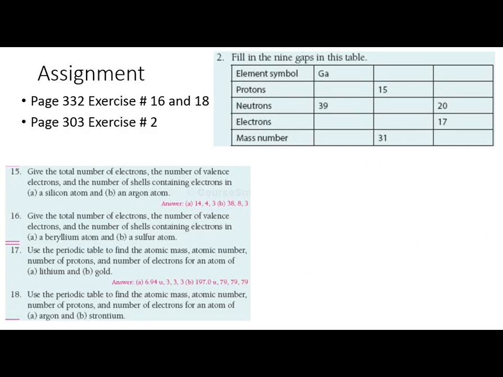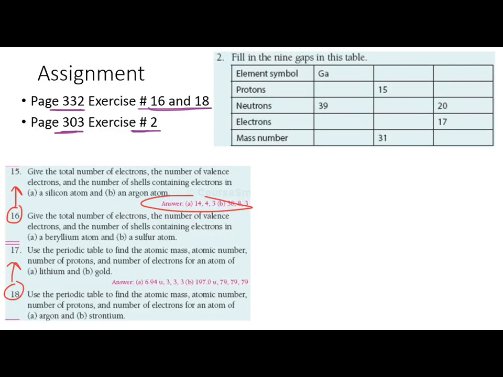We are going back and forth a little bit, this chapter and going back a chapter. So on page 332, exercise number 16 and 18. And then back on page 303, exercise number 2. I went ahead and brought screenshots for your 16 and 18. Remember that you have the answers to the ones ahead of them in pink here, in case you want a hint. But it's exactly what we've been talking about.